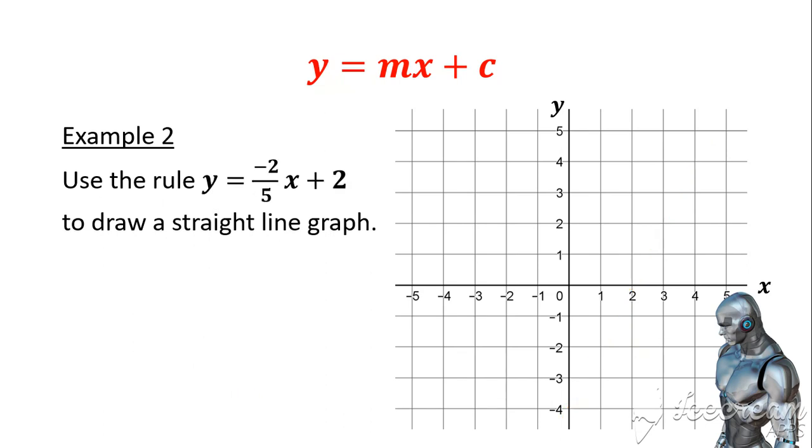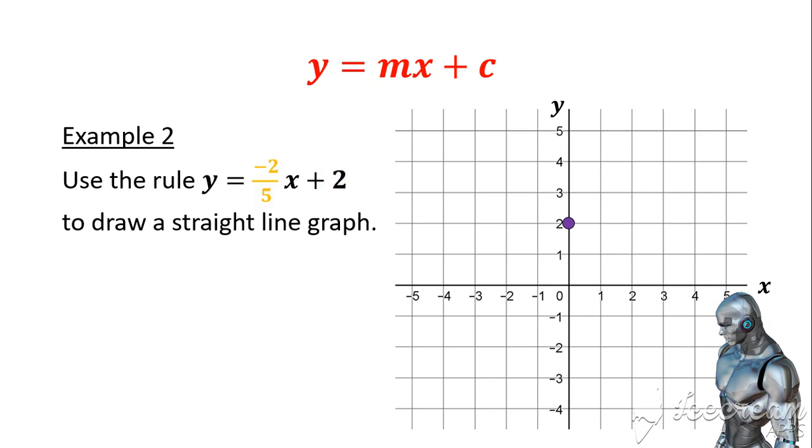All right, let's move on to example 2. Use the rule y is equal to negative 2 over 5 times x plus 2. Now we're going to draw a straight line graph. So once again, let's start with the value of c, the y-intercept. It's a positive 2, so that means the graph crosses over the y-axis at positive 2.